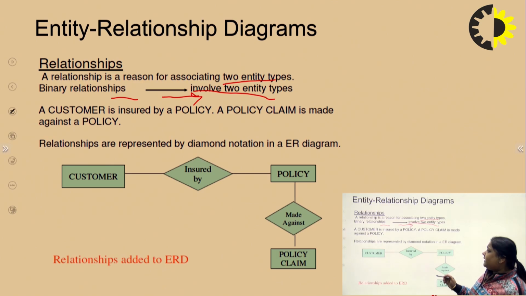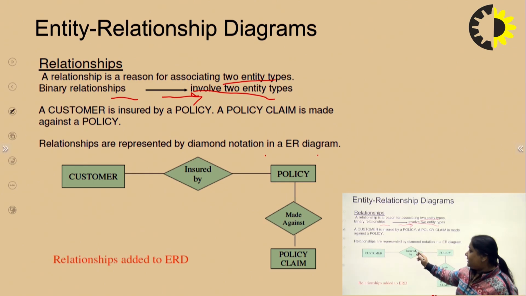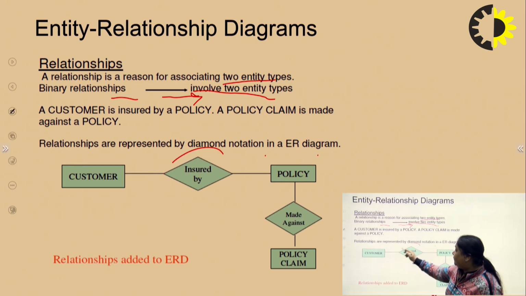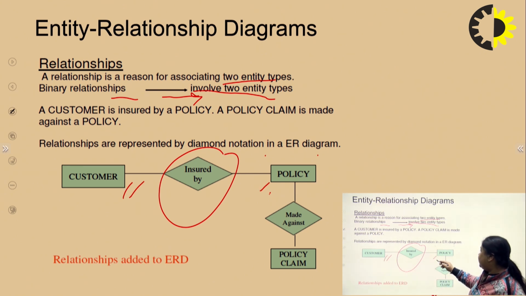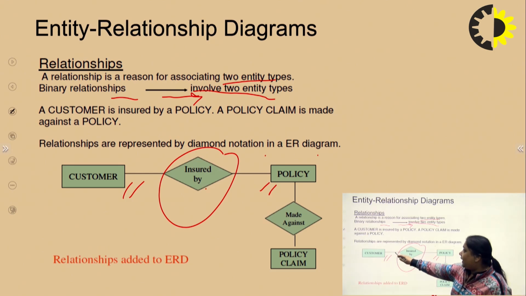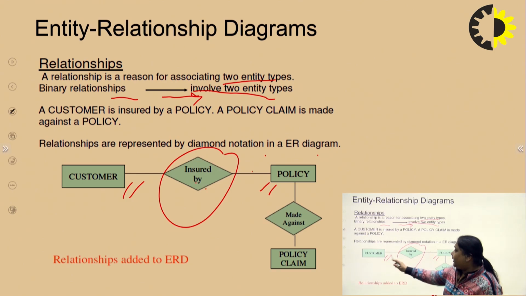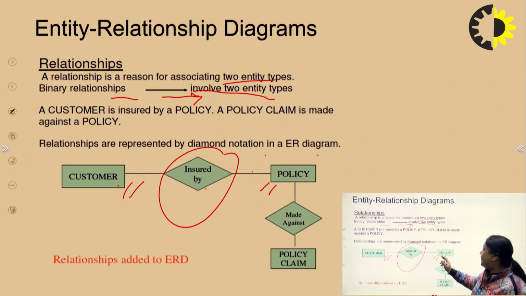So we can see relationships are represented by diamond notation in an ER diagram. This is the relationship between these two, customer and the policy. This is the relationship which we connect with the help of this arrow. The customer is insured by the policy, and a policy claim is made against the policy. So these are the relationships added to the ERD.